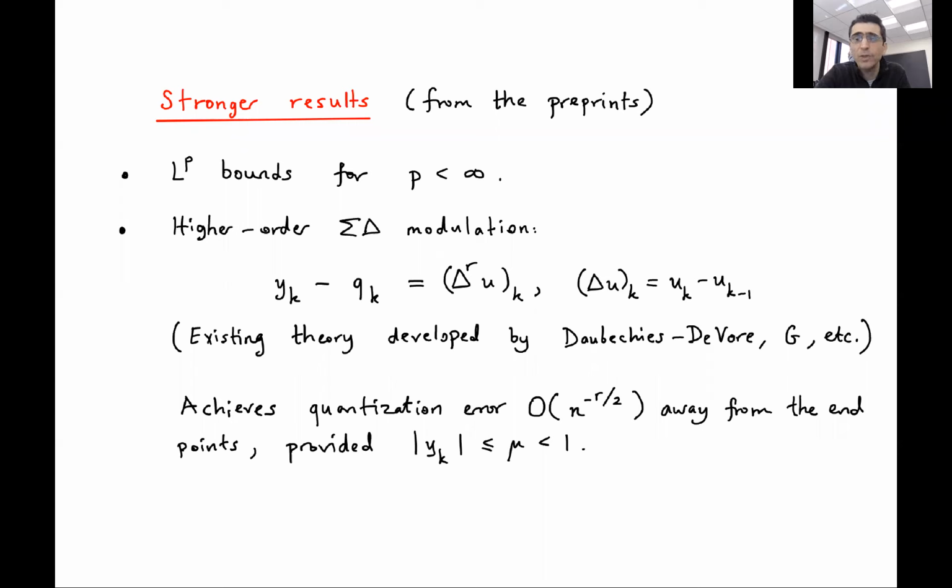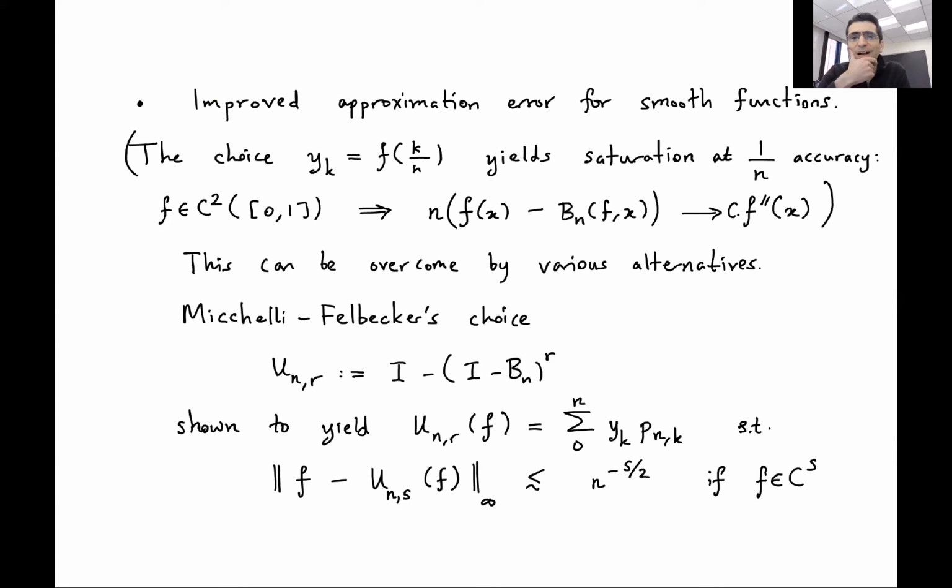How much more can we do? Well, at the first order, we achieved 1 over root n. At the rth order, we can achieve n to the minus r over 2, provided the input doesn't go all the way to 1. It stays away, but it can get arbitrarily close still. So that's not a major concern. Okay, so higher order accuracy for the quantization error can be achieved. Next, higher order accuracy for the approximation error.